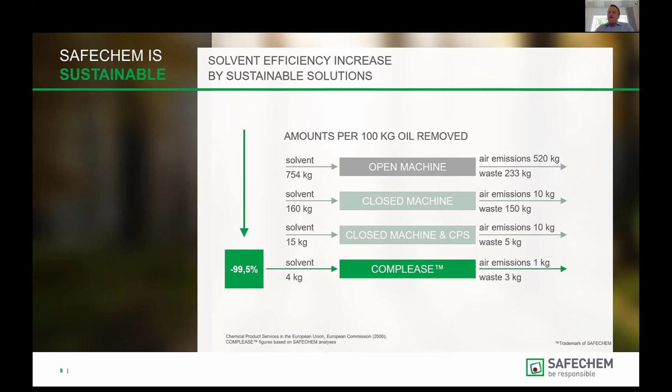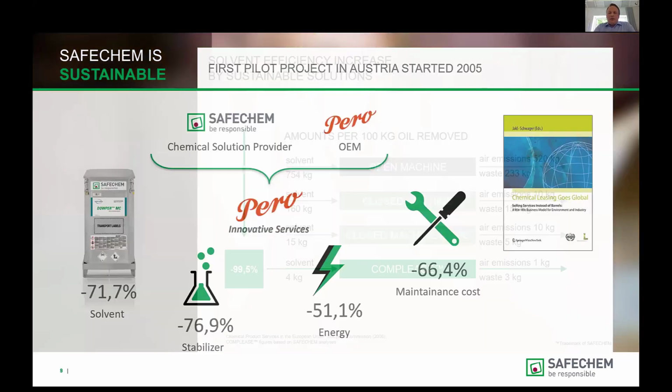And what we found, if we take it even a step further and offer the whole solution within chemical leasing, we can bring it even further down to just 4 kilograms of solvent to do exactly the same job, removing 100 kilos of oil. So at the end, a tremendous optimization here in this specific case of more than 99% compared to the old open top technology. And how did we start with chemical leasing?